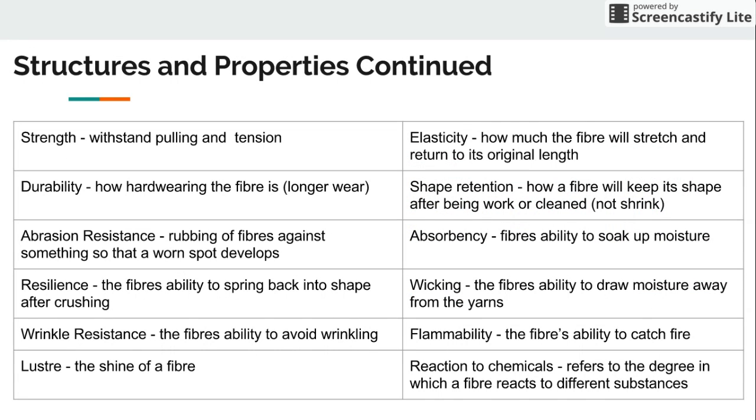So structures, when we're talking about fiber, we might talk about strength, absorbency, wicking, luster, elasticity. These are all things that explain what a fiber is like. So take a second to pause this video and look at these structures a little bit more closely.